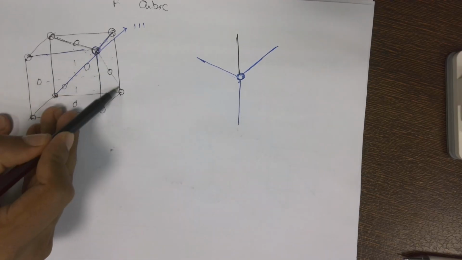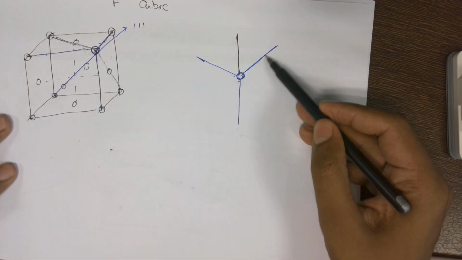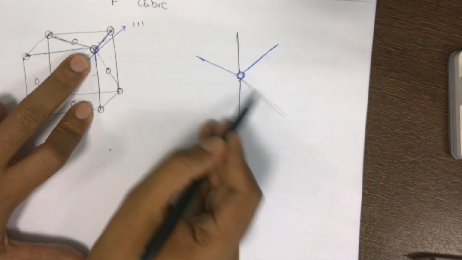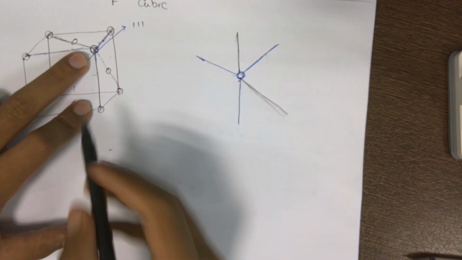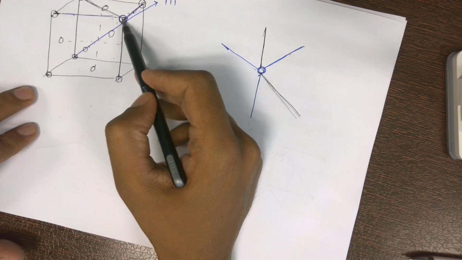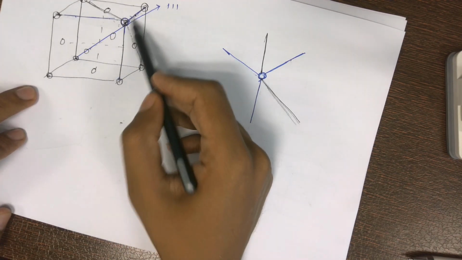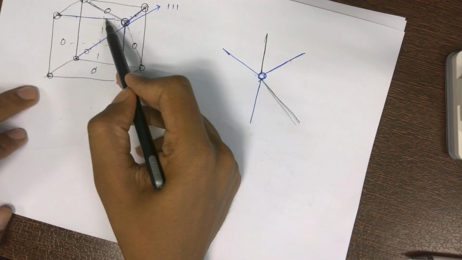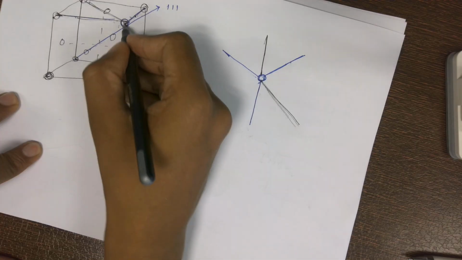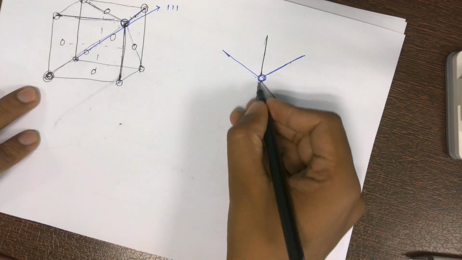Now there is one more direction which is lying in between these two directions, which is this and this. In between them, it will come something like this. And also I draw this one. Now between these two, we have this atom. Between this direction and this direction, we can see there is an atom over here. If I try to draw this one, it will come somewhere over here.